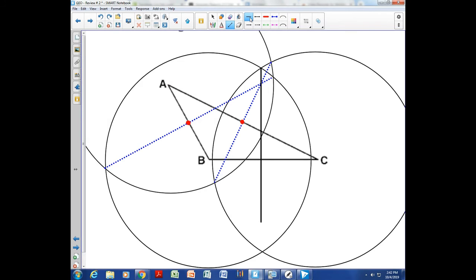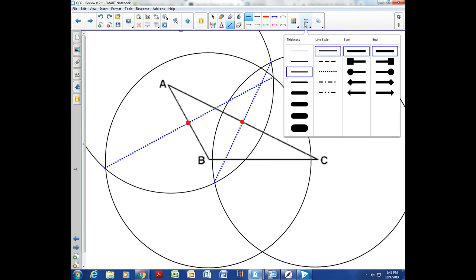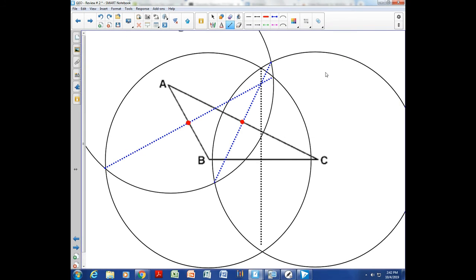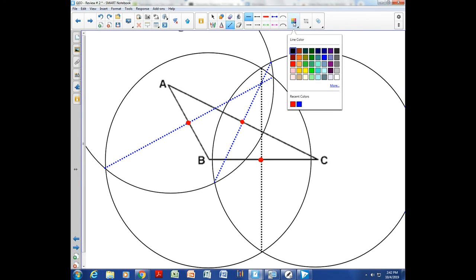Oops, I want that to be a dotted line. And go right down there. And I'm going to mark the midpoint there. So now look, I have all of the midpoints of each side. So all I got to do now is create the medians. So I'll make the medians, I'll make them, say, red.